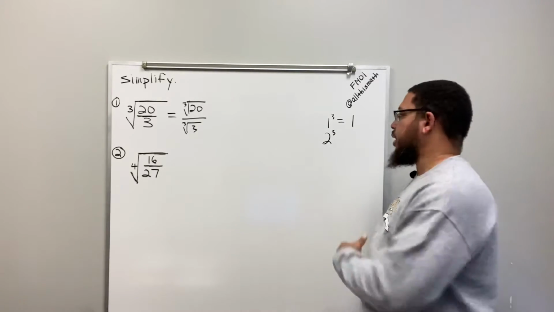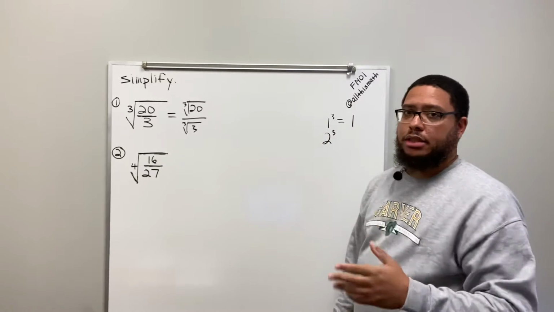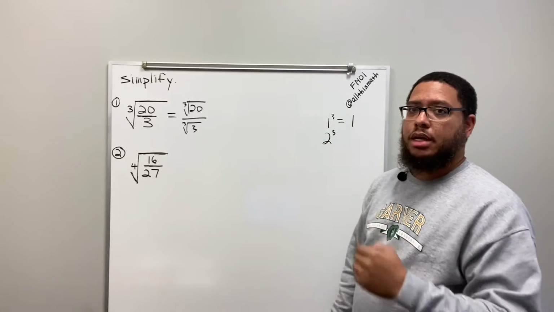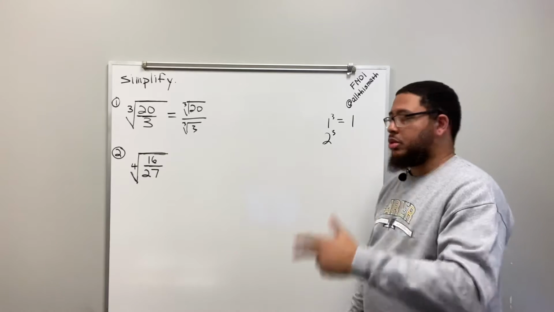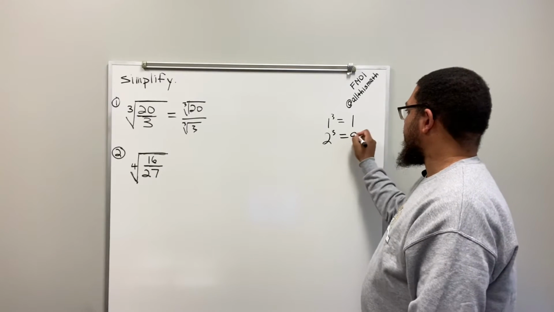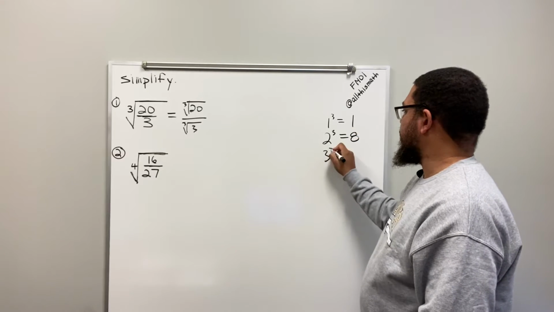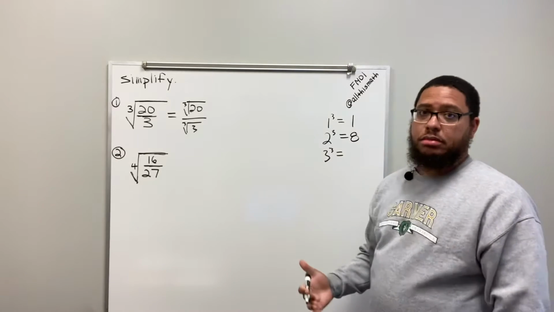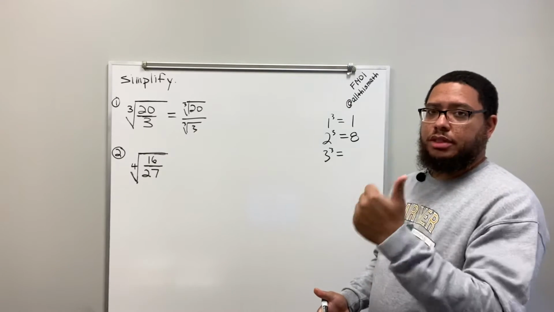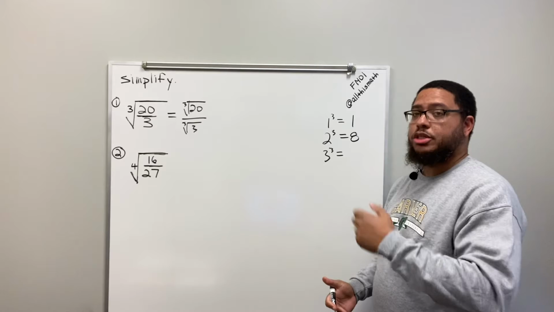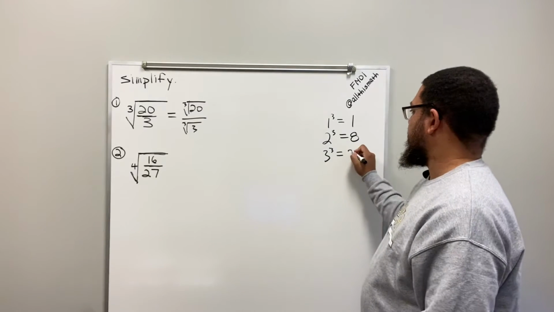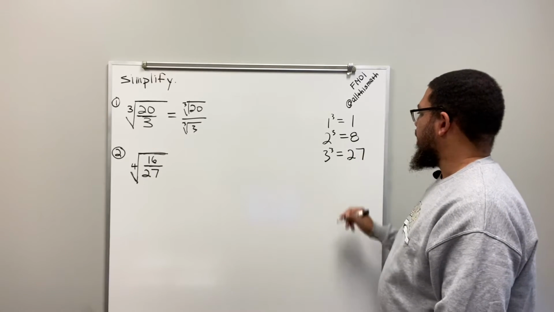A lot of people make that mistake. 2 to the 3rd power is not 6. 2 to the 3rd power is 8, because it's 2 times 2 times 2. That's 8. And then 3 to the 3rd power is not 9, right? It's 3 times 3 times 3, which is 27. All right? And I'm going to stop there.